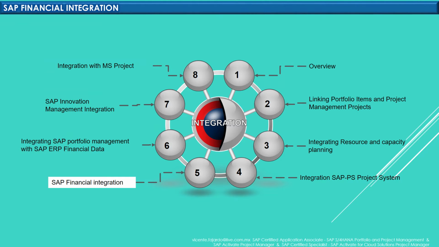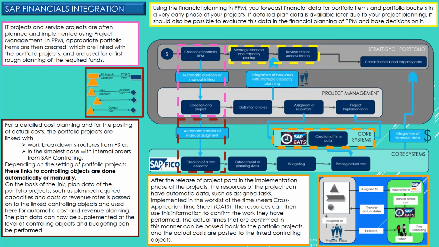Welcome to this fifth lesson, SAP Financial Integration. Again, we will study this diagram flow. As you remember, in the previous lesson, we have seen the way we can link strategic portfolio projects with operational projects. As well, we have seen the integration of resources with strategic capacity planning. We have one lesson for this link, another lesson for this one.